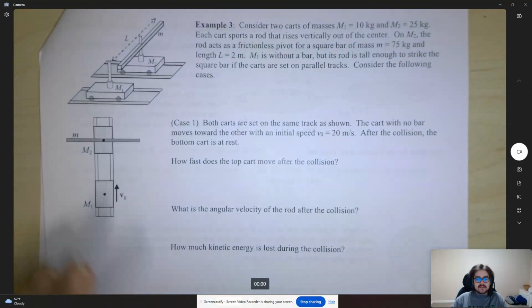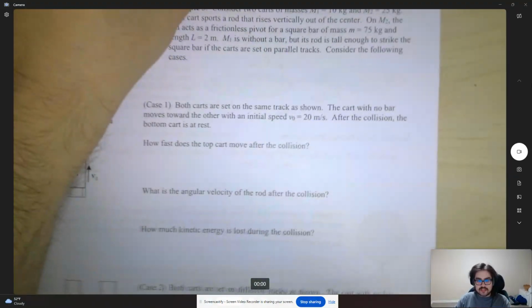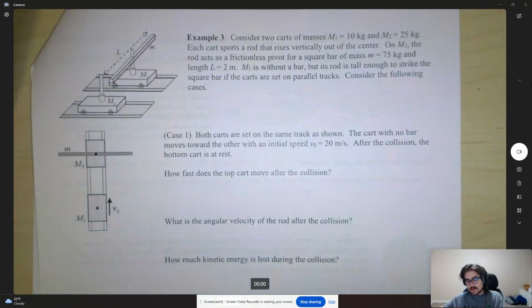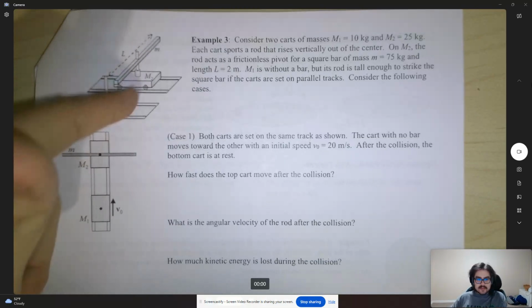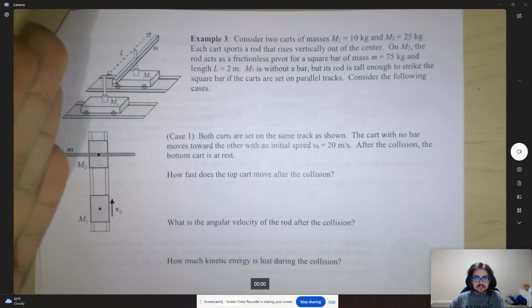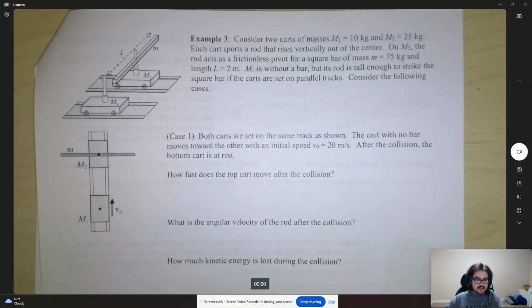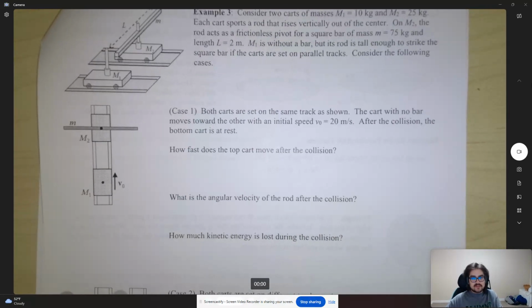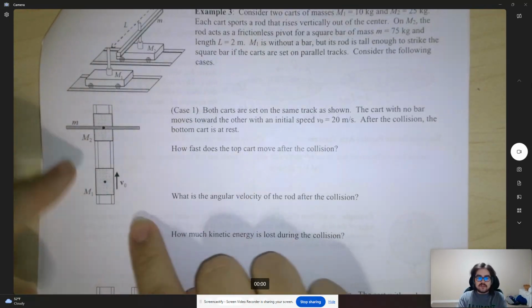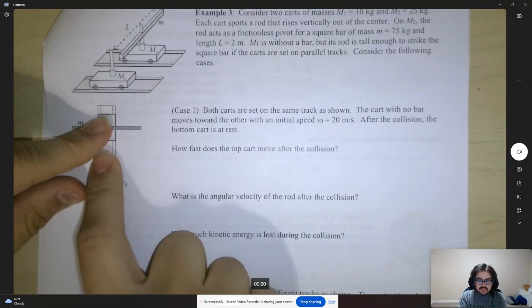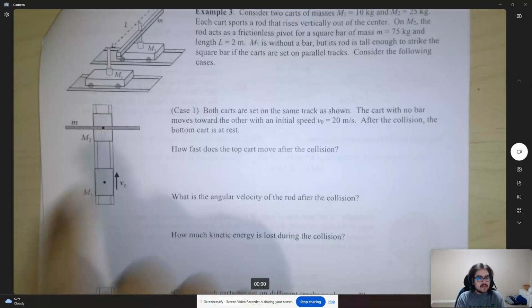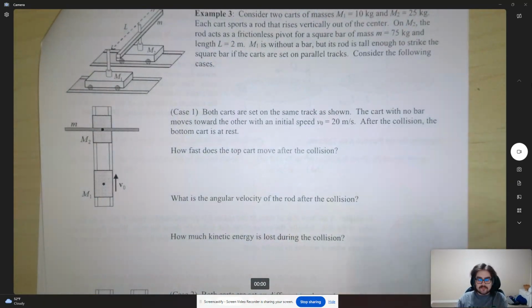This example right here is a collision involving rotation, not a ton of rotation, but a good amount of rotation. You have two carts. One of them has a bar on top that can be hit and it'll rotate. In the first case, both carts are set on the same track, and one hits the other. And then the bottom cart ends up at rest.